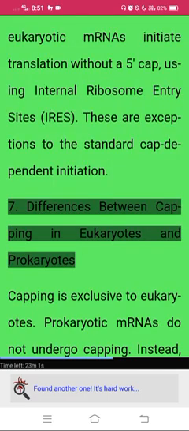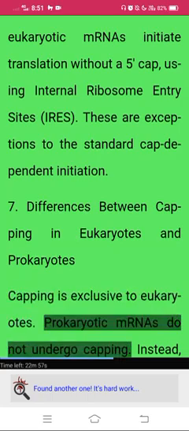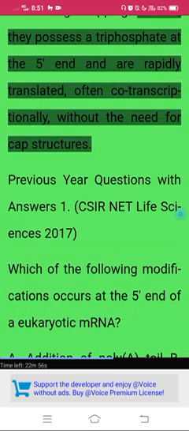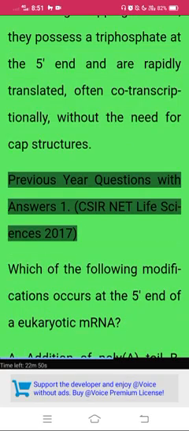7. Differences between capping in eukaryotes and prokaryotes. Capping is exclusive to eukaryotes. Prokaryotic mRNAs do not undergo capping. Instead, they possess a triphosphate at the 5' end and are rapidly translated, often co-transcriptionally, without the need for cap structures. Previous year questions with answers.